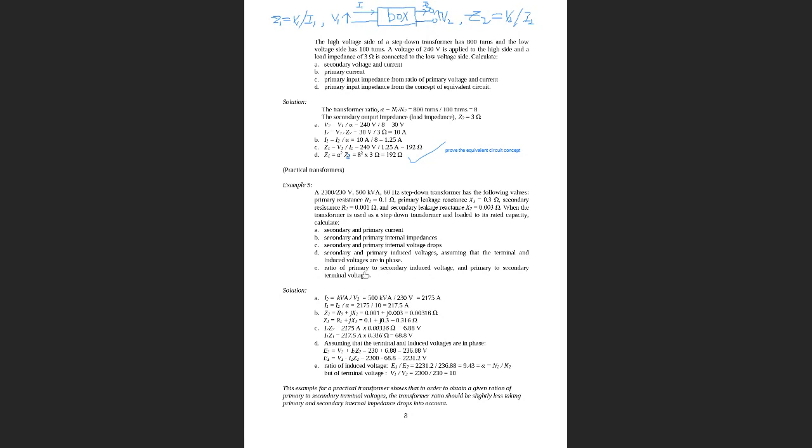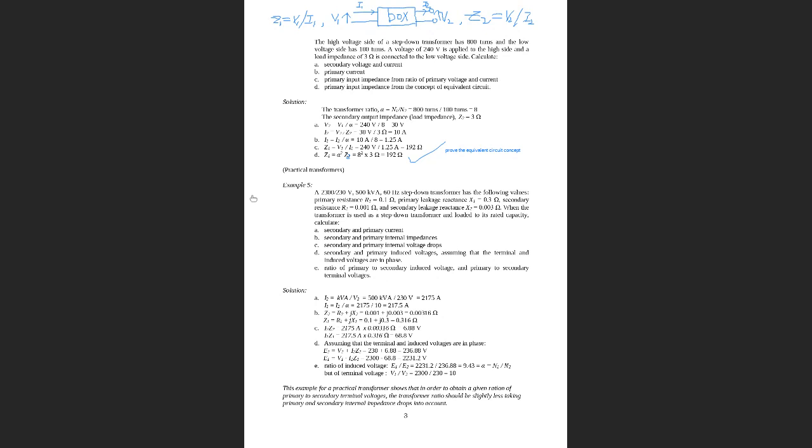Now, looking at example 5, taking into account the practical transformer with copper resistance in primary and secondary, and leakage reactance in primary and secondary. As I just mentioned in the previous example, in the high voltage side we are using thinner wires that have a relatively larger resistance, while in the low voltage side we use thicker wires that have a little bit smaller resistance. But this example just shows you that.